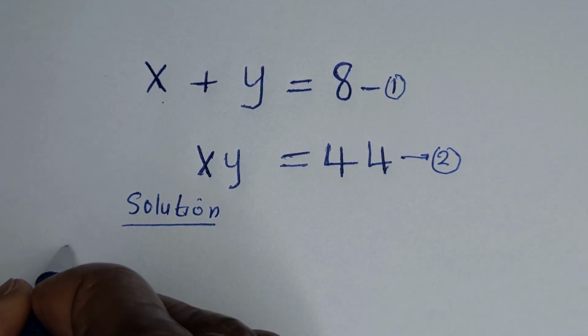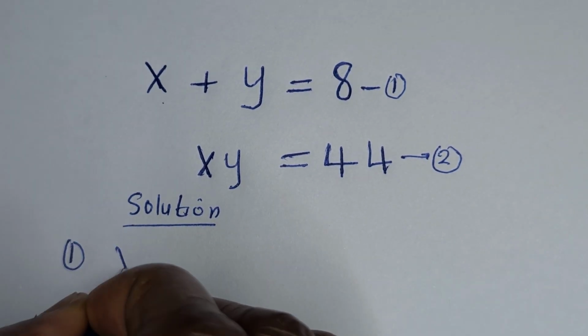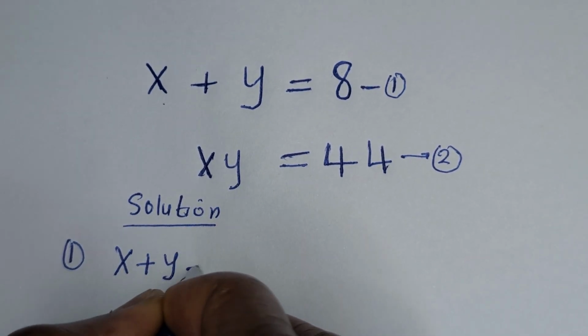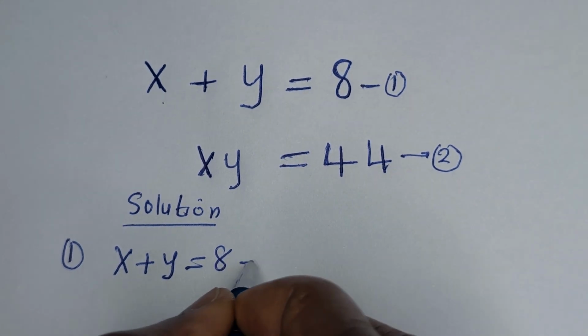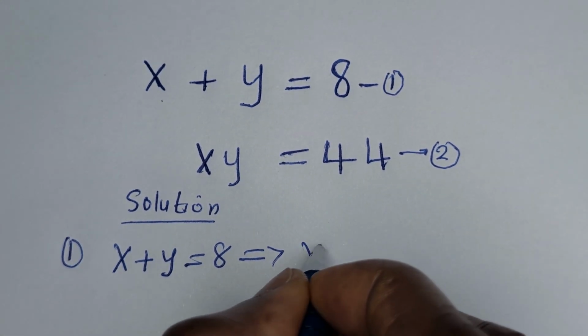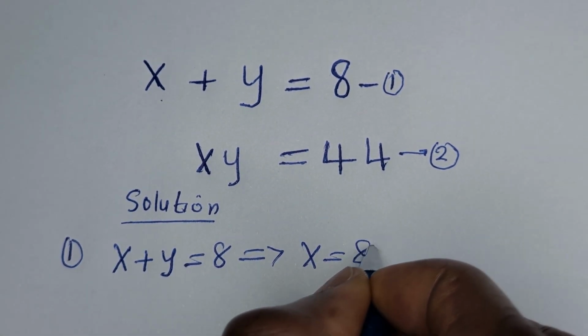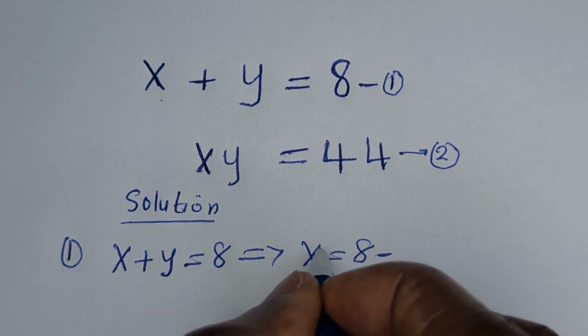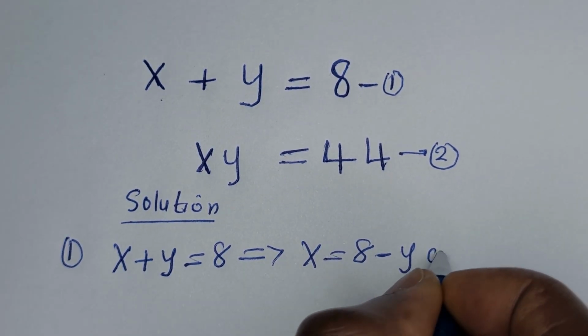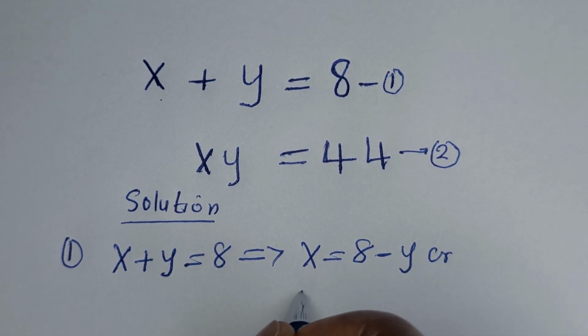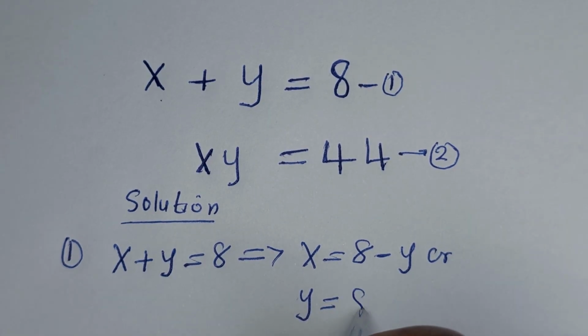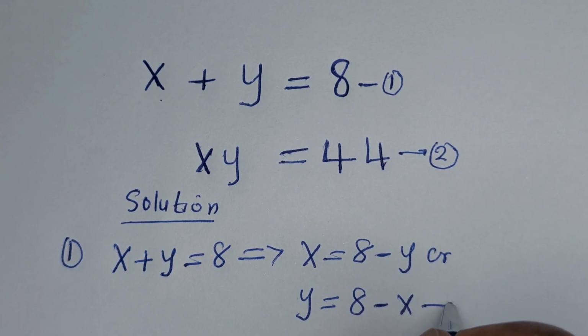Then from equation 1, s plus y is equal to 8. s is equal to 8 minus y, or y is equal to 8 minus s. Now let us call this equation 3.